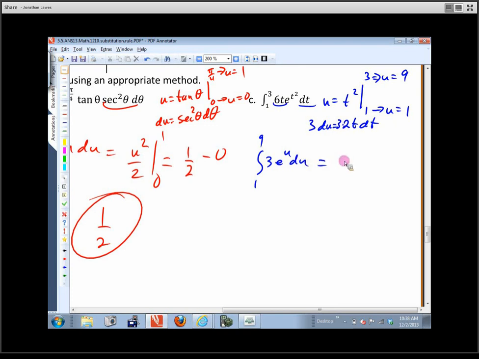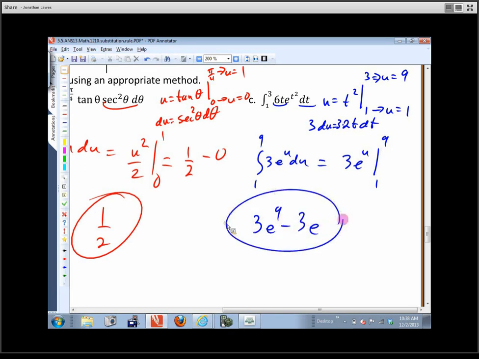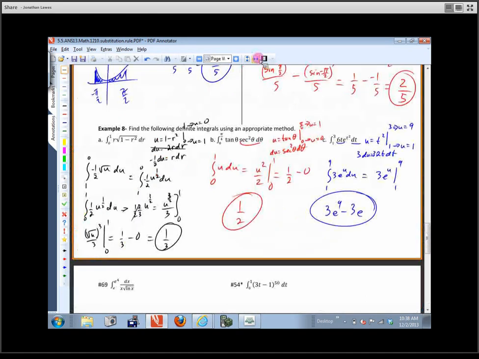So what's the antiderivative? 3e to the u, and we're going to evaluate from 1 to 9. We'll just finish it off because this one's pretty easy, right? Any questions?